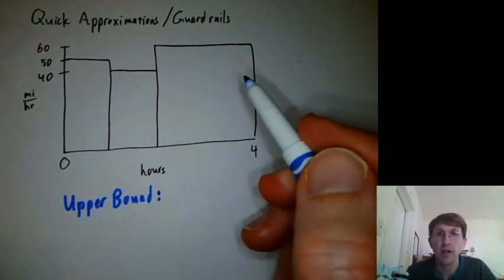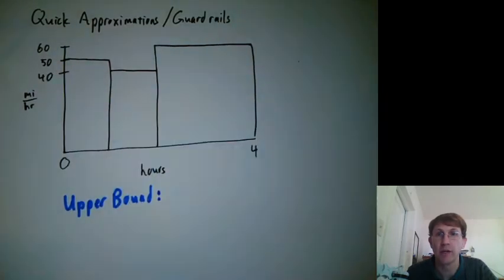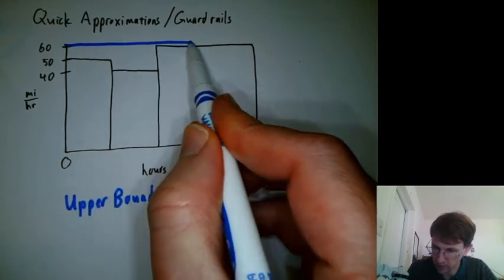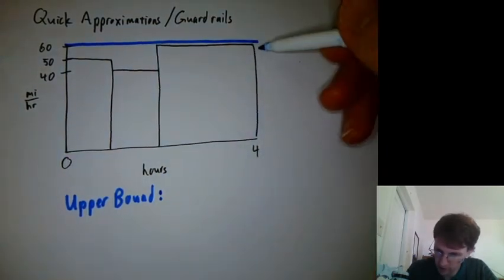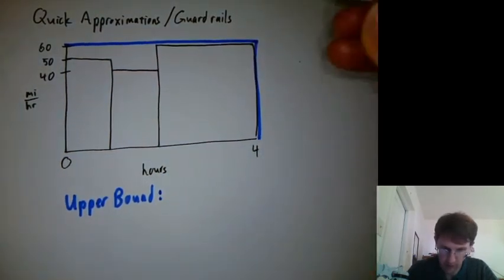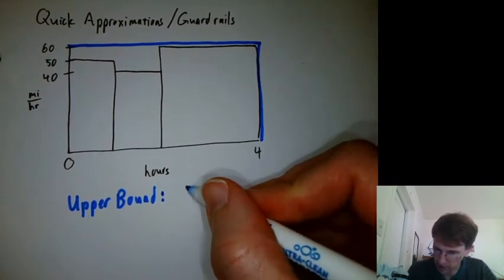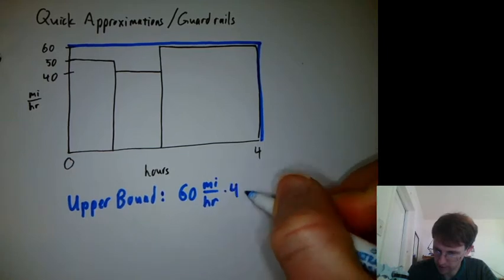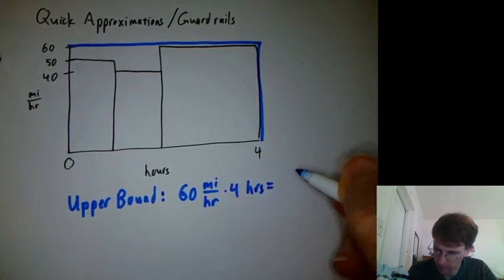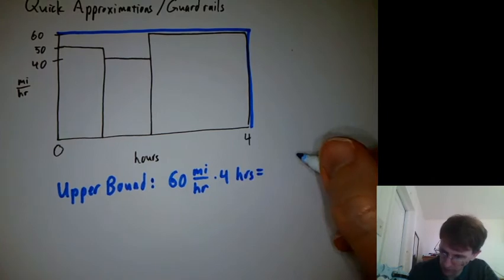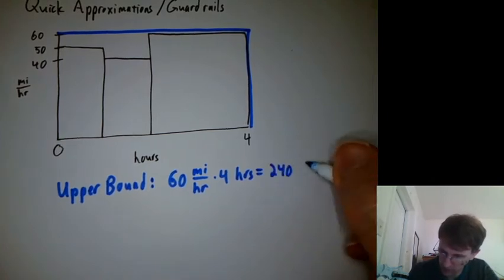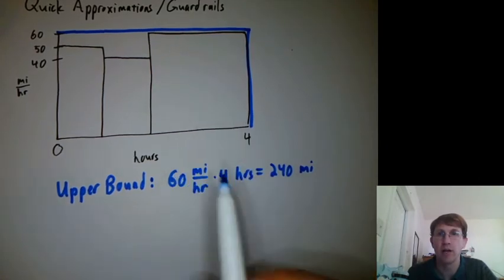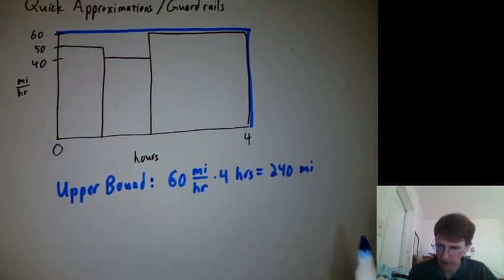Well, you could say, pretend that the person drove 60 miles an hour for 4 hours. So I'm going to draw a bar or a line up here, and that would be 60 miles per hour for 4 hours. And what is 60 times 4? 240. So I'm pretty sure that the answer I get should not be bigger than 240.